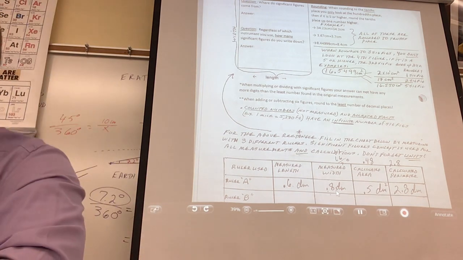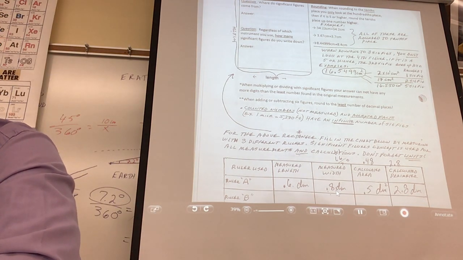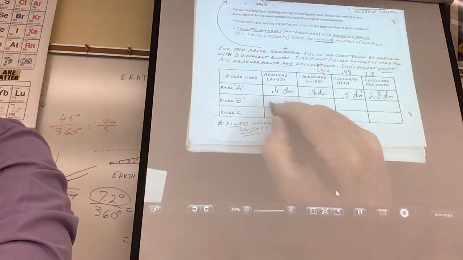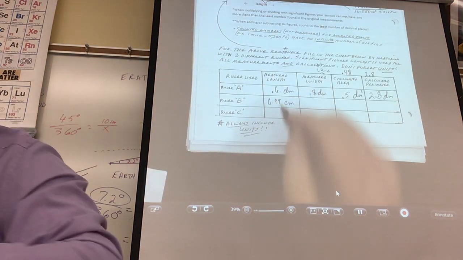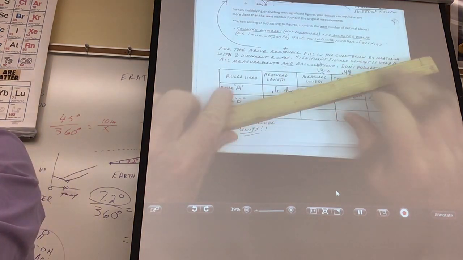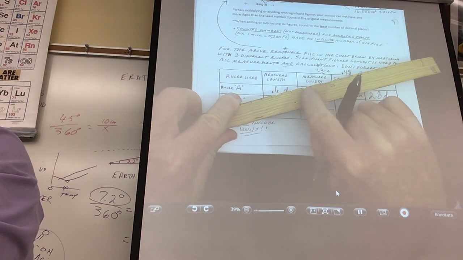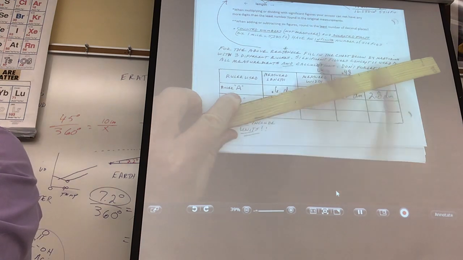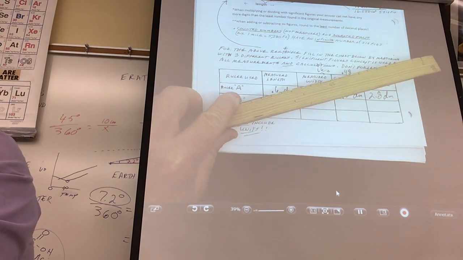Tucker, what do you have for the length of ruler B using ruler B? 6.9. Okay, hang on. 6.99. I'm going to take a look at ruler B, and you certainly can have 1 and 2 and 3 and 4 and 5 and 6. You can have 6. You can be certain about the ones place, can't you? But when do you start guessing? At the first one. The tens place, right? Yeah. That's as far as you can go.